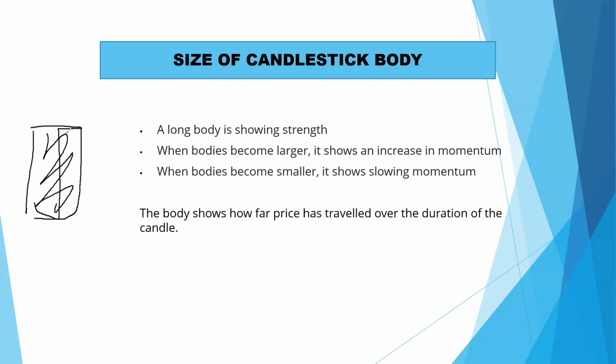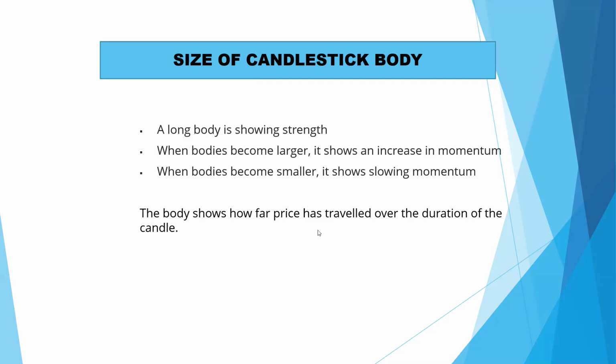You get a big body. It means that a lot of buyers came into the market, pushed the price up, and finally ended off the day over here. As the bodies become larger, it shows an increase in momentum. And when the bodies become smaller, it shows slowing momentum. So in terms of sizes of the bodies, you can compare how much momentum a price has by the size of the body.